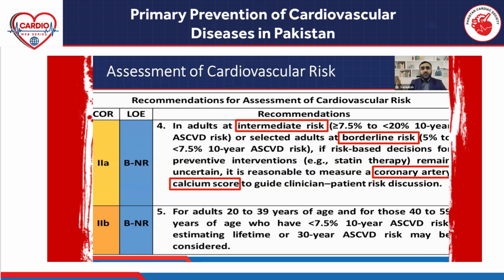So again, for those at intermediate and borderline risk, if you do not reach a decision about the preventive intervention and they remain uncertain, these are the patients in whom you may go for the coronary artery calcium score to guide the clinician-patient risk discussion. So it's not for screening, but if they are still at borderline or intermediate risk and you still do not reach a decision about the preventive measures, you need to measure the coronary artery calcium score.